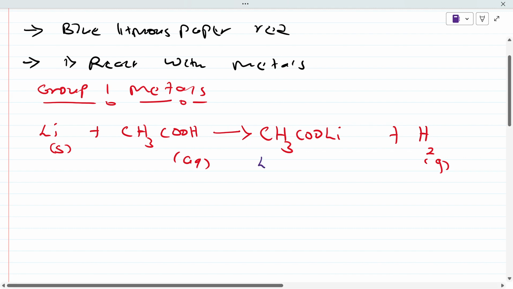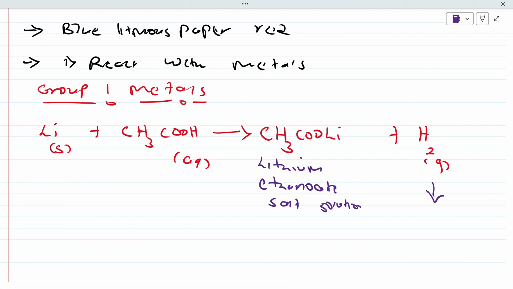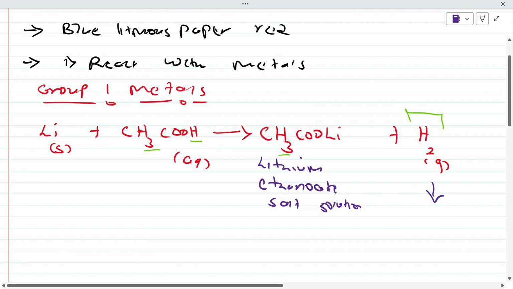So the name is going to be lithium ethanoate salt solution and hydrogen gas. So if you look at that, we really have to balance it. When balancing it, we need to come up with a technique that will enable us to know what we are doing here. Now, hydrogens are 2 on this side, and a hydrogen 3 here, so in total hydrogens are 5. On this side, we have 2, we have 1, the 3, which is 4.